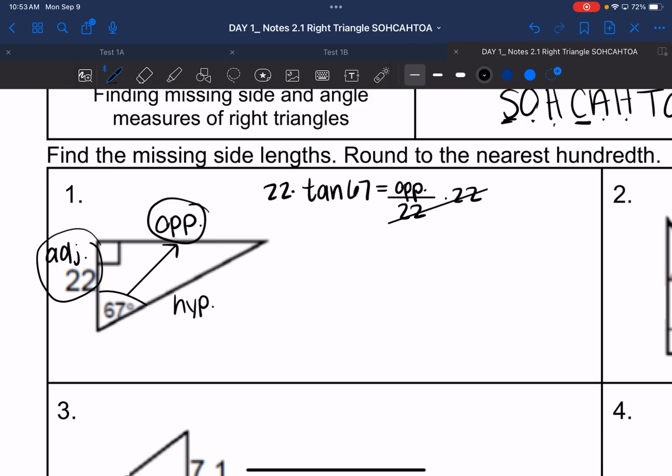So over here, those are going to divide out. And because we did it on one side of the equation, we got to do it on the other as well. So this is what you would type in your calculator.